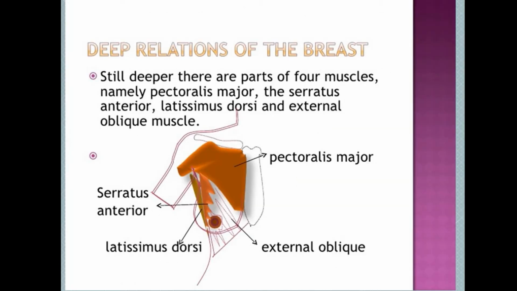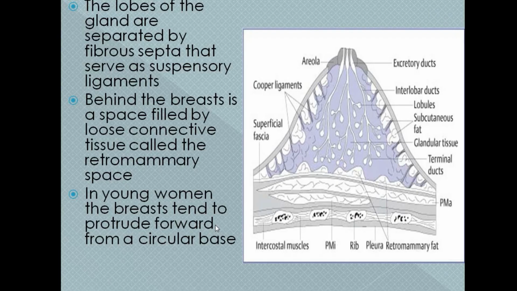The deep relation of the breast is that the breast lies on the superficial fascia. So deep to the breast are the deep fascia, and the deep fascia containing the muscles called the pectoralis major and serratus anterior. So the four muscles are formed deep to the breast. Pectoralis major contains most of the breast bed. Beside the pectoralis major, the serratus anterior, external oblique muscles, and a portion of the latissimus dorsi may also be present deep to the breast tissue.